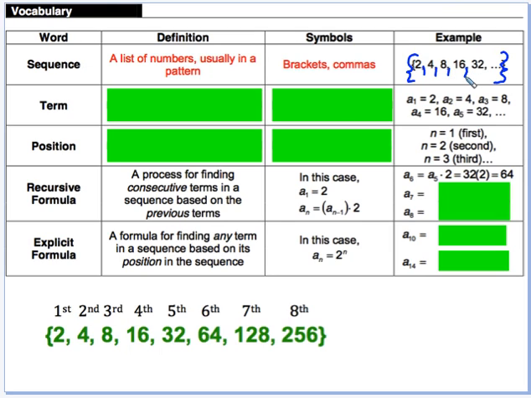okay? Now, when I say term, what the heck am I saying? I've used that word a lot. It's just a number in a sequence, okay? If I say, what is the third term? Well, in this sequence up here, the third term is 8. Okay, it's just one of the numbers in the pattern.